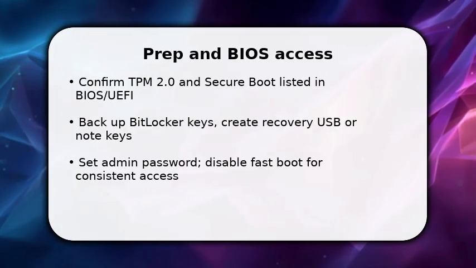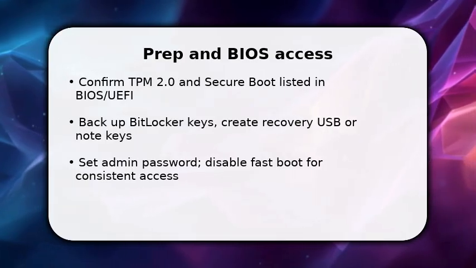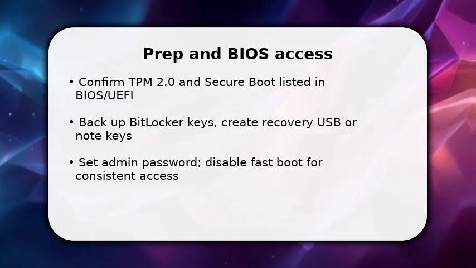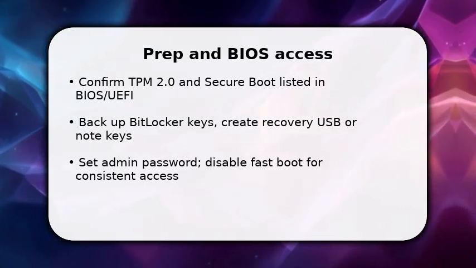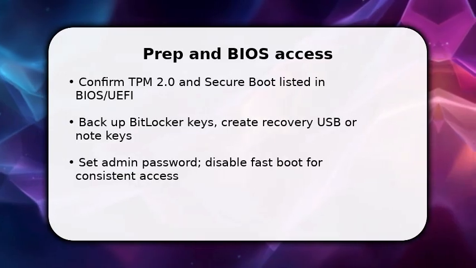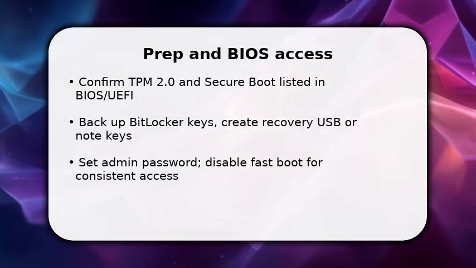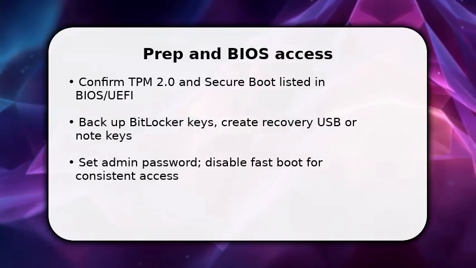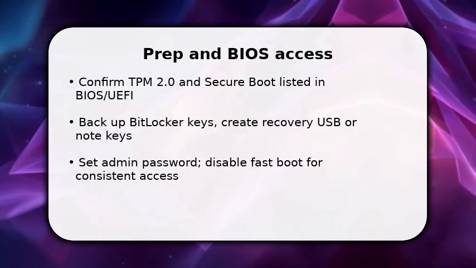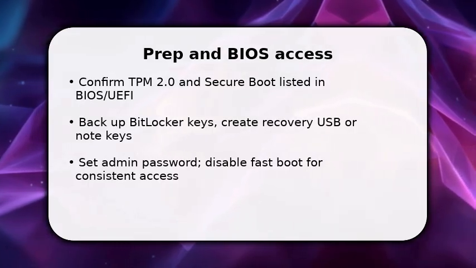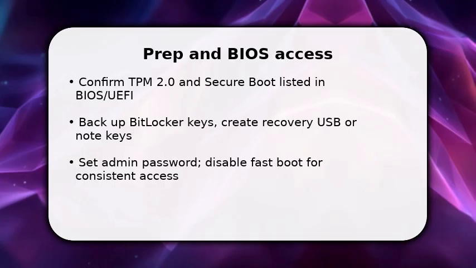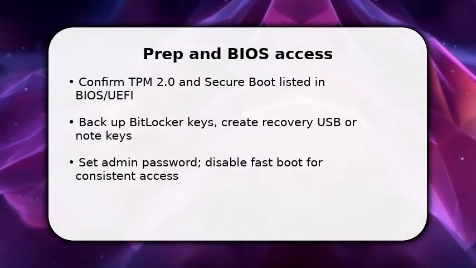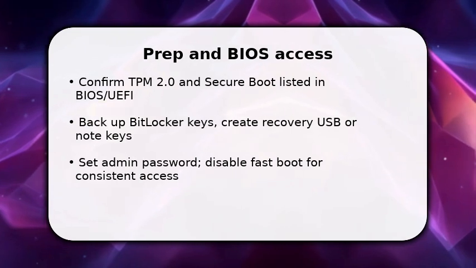You start by confirming hardware support and safeguarding access. Reboot into UEFI and locate TPM and secure boot settings. You need admin rights. Once done, export or write down BitLocker and recovery keys and create a recovery USB so you can revert if something breaks. Make sure fast boot is disabled to prevent skipped firmware options. Finally, set or verify an administrator password in firmware to prevent unauthorized changes. This initial protection keeps your changes reversible and auditable.